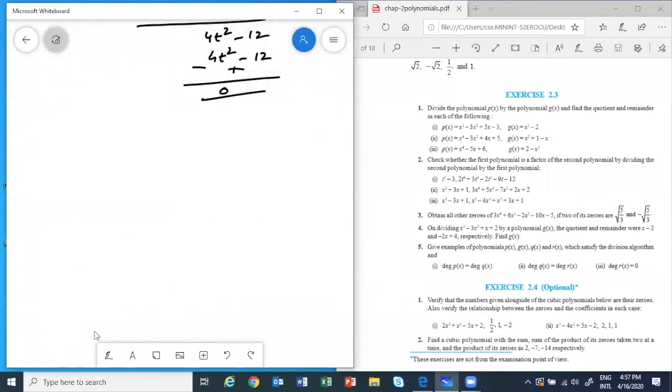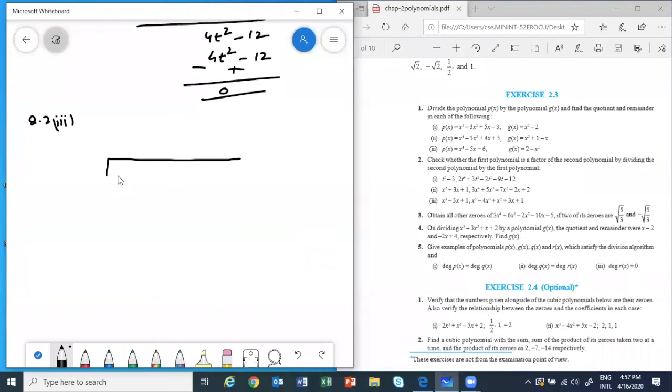Question number 2, third part, all of you do. What is it? See, we have x power 5 minus 4x cube plus x square plus 3x plus 1, and we have to divide it by x cube minus 3x plus 1.